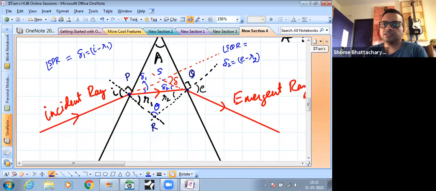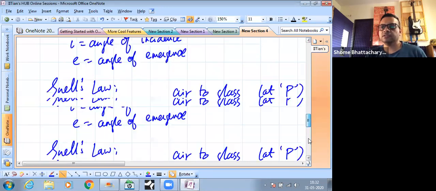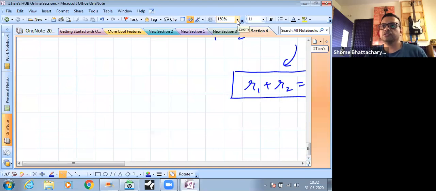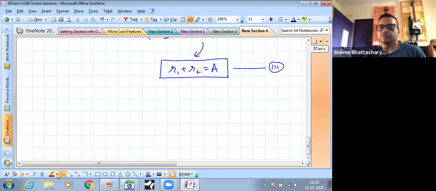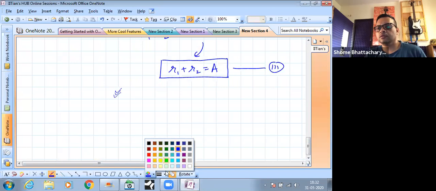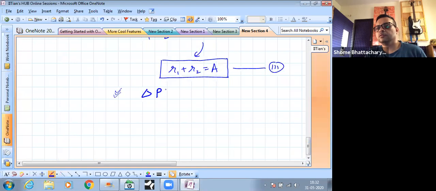Now you can see that for this small triangle PQS, delta is the exterior angle and the interior opposite angles are delta 1 and delta 2. So the sum of delta 1 and delta 2 should be equal to delta, which is finally what we're looking for, the deviation. Let's put this as our final equation now. So in triangle PQS, delta 1 plus delta 2 is delta.